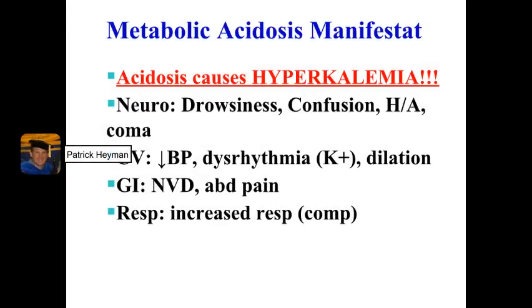Now, anytime you have acidosis, there is the potential for hyperkalemia, so it's extremely important to check for potassium levels when you have a patient who's in acidosis. Metabolic acidosis can cause drowsiness, confusion, headache, and coma. And that's the neuro effects. Cardiovascular can be low blood pressure, dysrhythmia via the high potassium, and then dilation of arteries. In the GI tract, it can cause nausea, vomiting, diarrhea, abdominal pain, and in the respiratory tract, it can cause increased respirations as a compensatory mechanism.